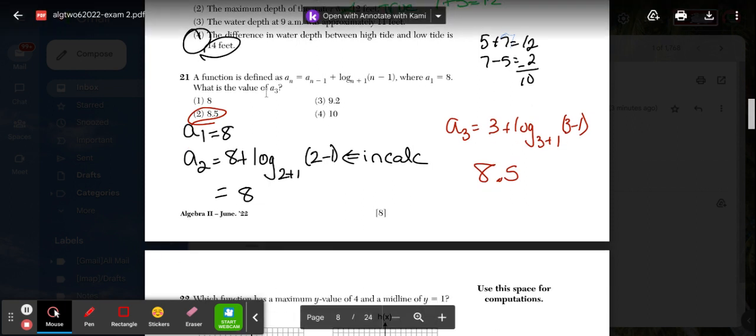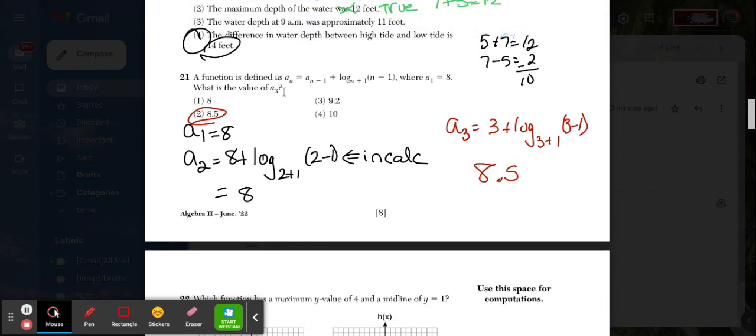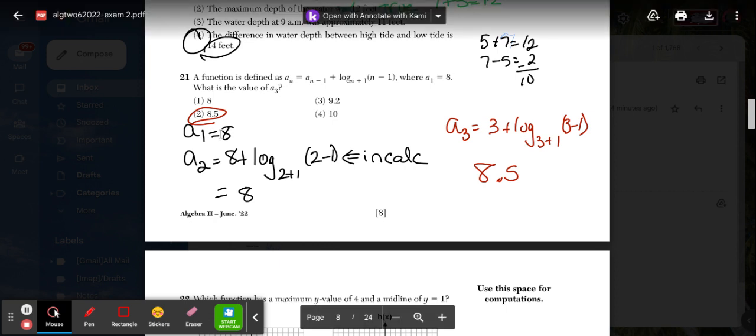Number 21 makes you a little seasick to look at it. Remember, this is recursive, so it's just telling you a sub n minus 1 is the number before it, plus the log of the spot position. So spot plus 1, then spot minus 1. So the first number is 8.